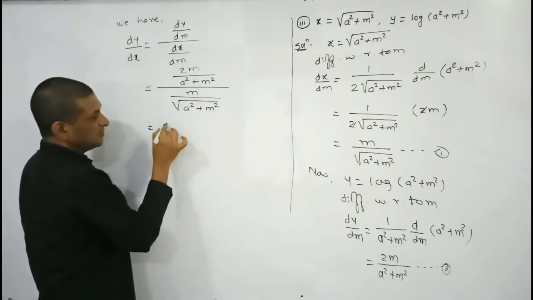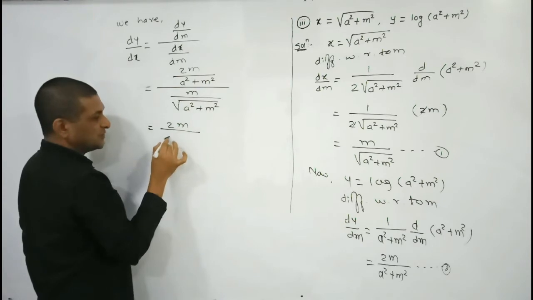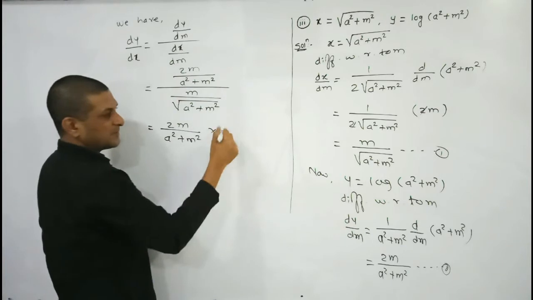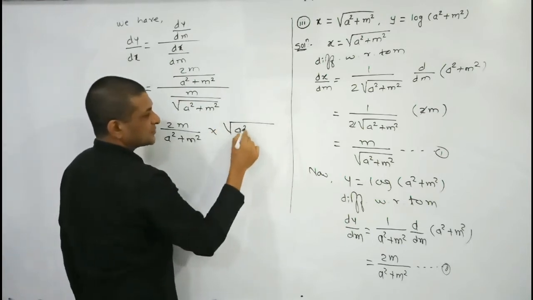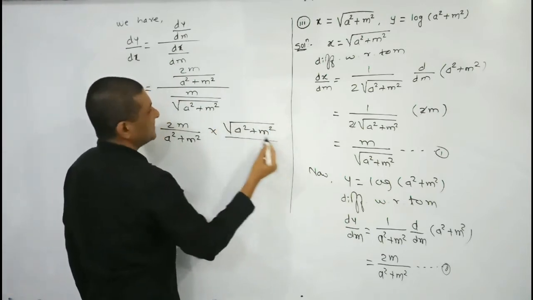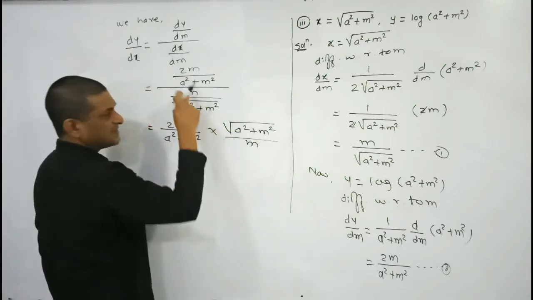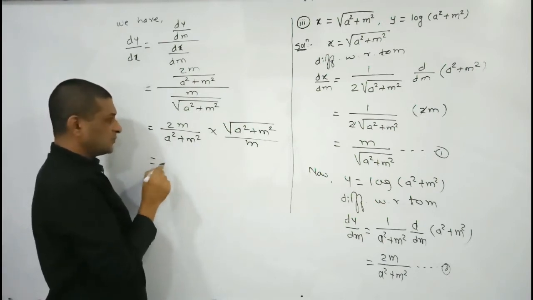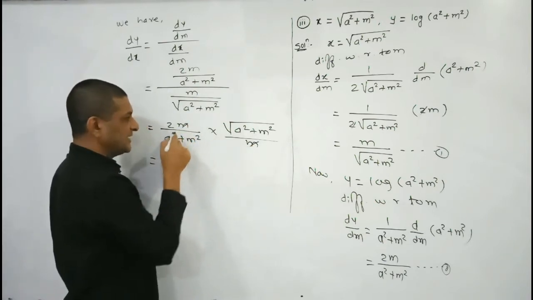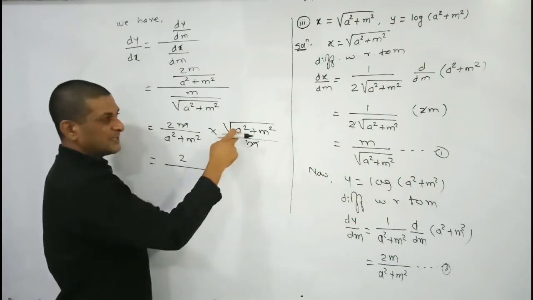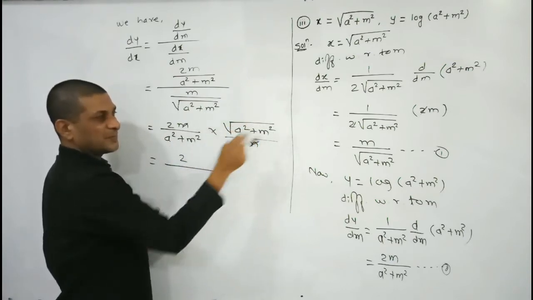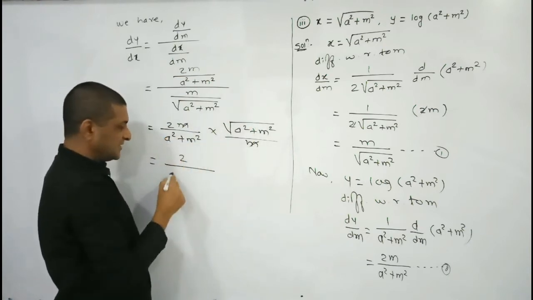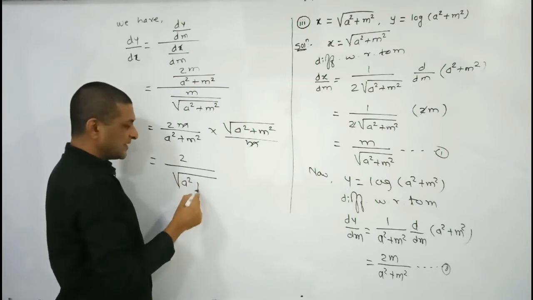So which is equal to, keep this numerator as it is, 2m upon a square plus m square. This term is divided, so if we multiply, we have to take its reciprocal: under root a square plus m square, divided by m. This term was divided, and on multiplying we have to take its reciprocal. Now let us check, is it possible to simplify it? Yes, m and m will get cancelled. So the remaining term is 2, and in the division, under root a square plus m square and a square plus m square, both terms will get cancelled, and here we will get root a square plus m square.